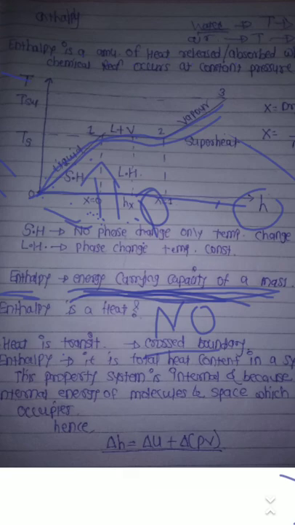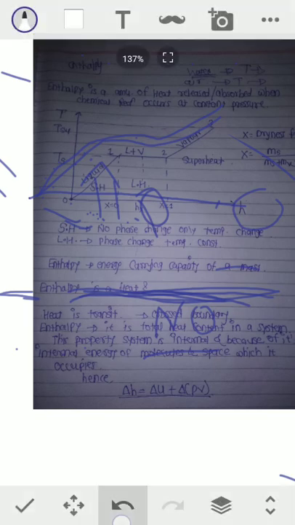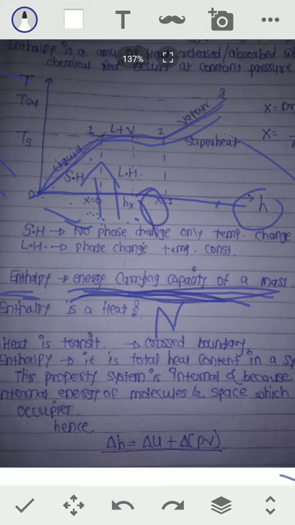Heat can enter the system and can be rejected from the system to the surroundings. That means it can cross the boundary, so it is transient. But enthalpy is not transient and is not a cross-boundary phenomenon. It is the total amount of heat contained in a system.